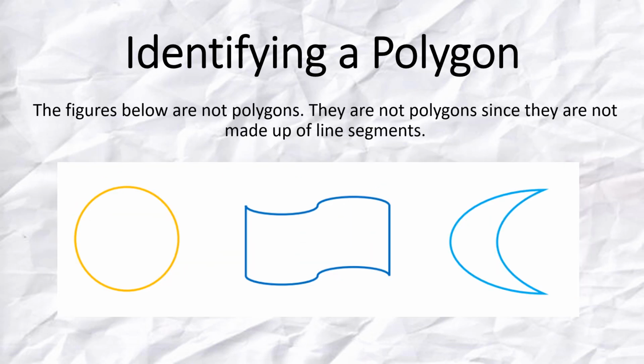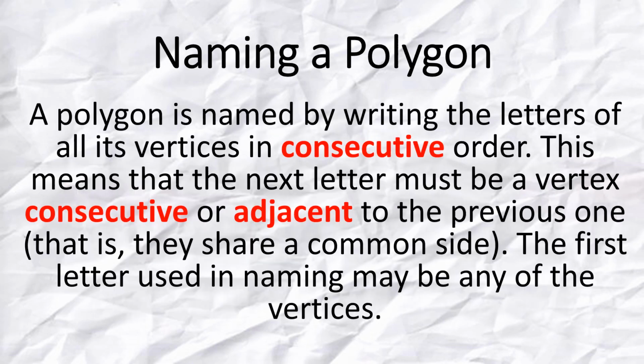The figures below are not considered polygons because they are not made up of line segments. This shape is not considered a polygon because this is a circle and the edges are curved, as well as this one, which has curved edges, and this one as well. So again, when we say polygon, your sides must be line segments that are connected to each other and have vertices. While these three shapes here, this and this one have vertices, we cannot say that they are polygons because the edges are curved.